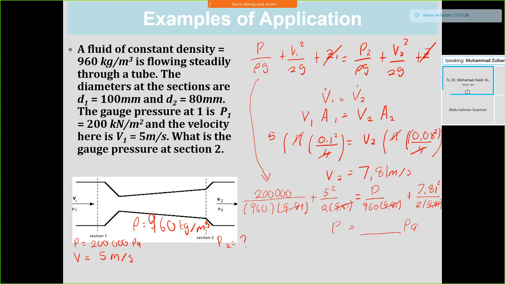Sir, I want to ask, the A represents the area? Area for the pipe. For the pipe, so for part 1, D1 is equal to 100 millimeter. The question only gives the diameter for point 1, which is 0.1 meter. For part 2, the diameter is 0.08 meter. So you need to calculate the area so you can get the velocity at the second part. Okay sir, thank you.